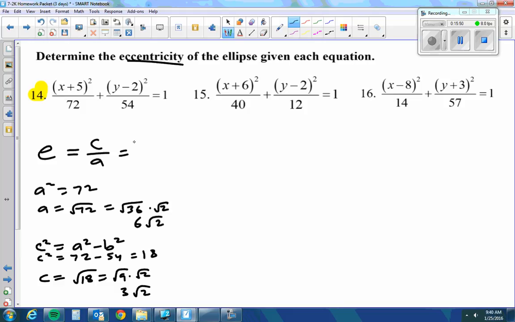So the eccentricity of this ellipse is 3 radical 2 over 6 radical 2, which works out to what? Those cancel, yes, but you get 1 over 2. There you go. Just do C over A, but make sure you give a simplified answer on those, all right?